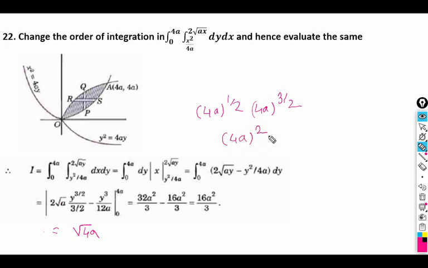So that becomes a 16a square. Denominator 2, that 2 comes into the numerator. 16 into 16a square becomes 32a square by 3. So that is the simplification for the first term.